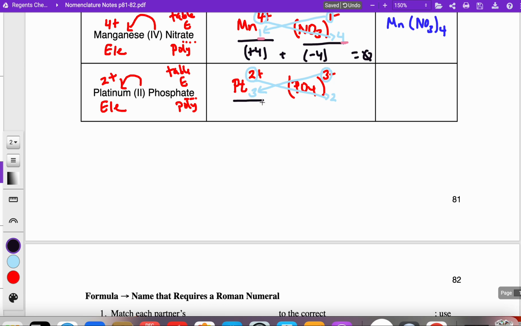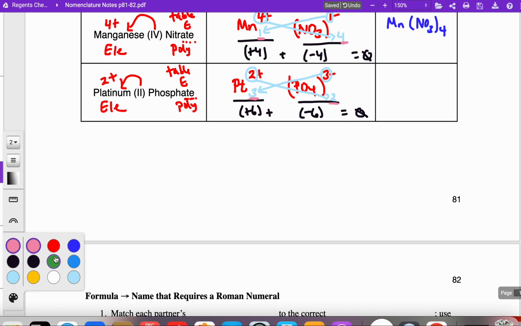I will do some quick math to make sure my sum is 0. So I have 3 cations. Each one carries a +2 charge, so they contribute a total of +6 to the structure. I have 2 of the phosphates, 2 anions. Each one contributes a -3, so collectively they contribute a -6 to the structure. +6 plus -6 is 0. So my crisscross ratio of 3 to 2 is a reasonable ratio, and it's empirical in nature.